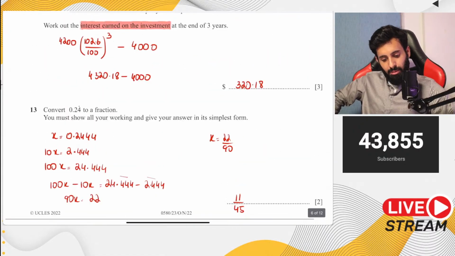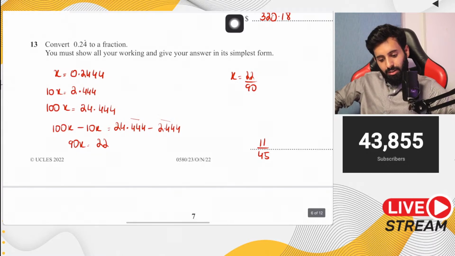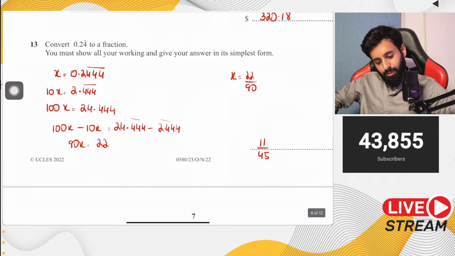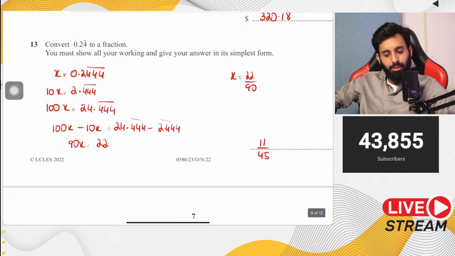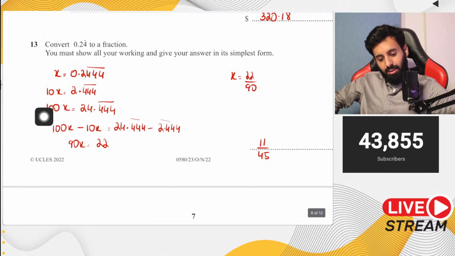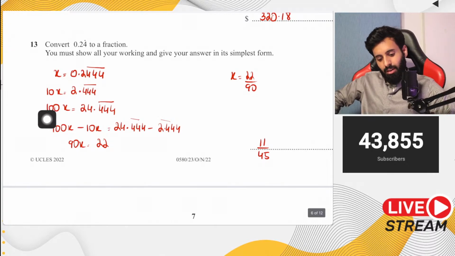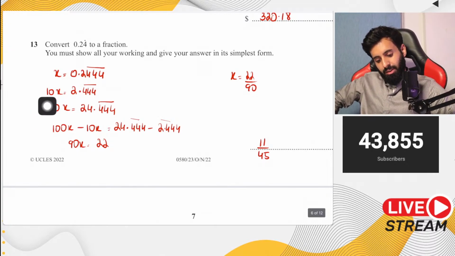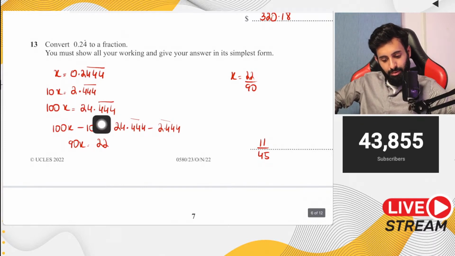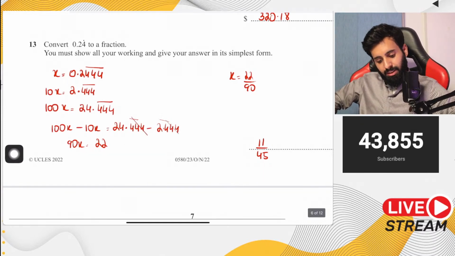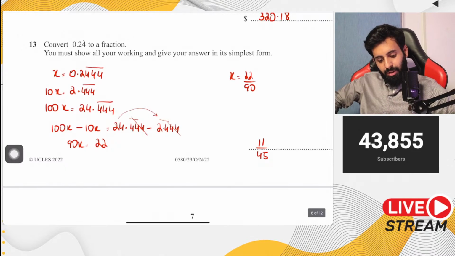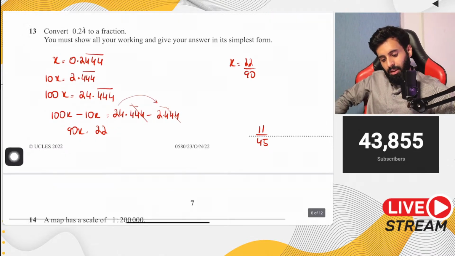Question 13, how did you do it? I just told you. Question 13, x is equal to 0.2444. Okay, 10x is equal to 2.444. 100x is equal to 24.444. You could have done it like this also, that you could have subtracted. Nah, I wouldn't recommend that. Okay, change of plans. So do it the way that I'm suggesting. 100x minus 10x means 24.444 minus 2.444. So this 444 part cancels. 24 minus 2 is 22, and that's it. 90x equals 22, and that's your answer.